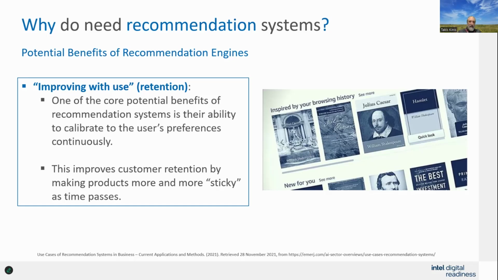All right. So there are some benefits here with recommendation engines, and it says improving with use. They use the word retention here because they want to keep you as a customer, right? It says one of the benefits of these systems is their ability to calibrate to the user's preferences continuously. Okay, so hopefully that's true, right? And it improves retention by making products more and more sticky as time passes. So, for example, if I ordered my dog waste cleanup bags from Amazon, it would probably run some algorithm and figure out how soon it would take for me to use those bags up and then recommend that I buy them again when I'm running out, that type of thing.